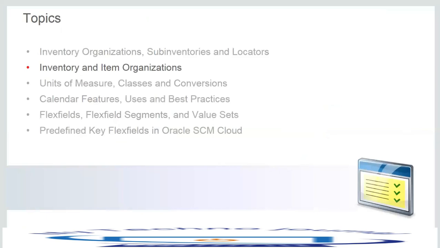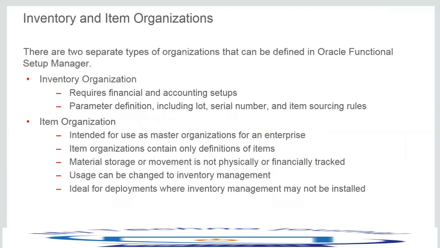So the next topic is on inventory and item organizations. There are two types of organizations. One is inventory organization and the other one is item organization. Item organizations contain only the definition of items, and we use item organizations in implementation when the storage or movement of inventory does not need to be physically or financially tracked.